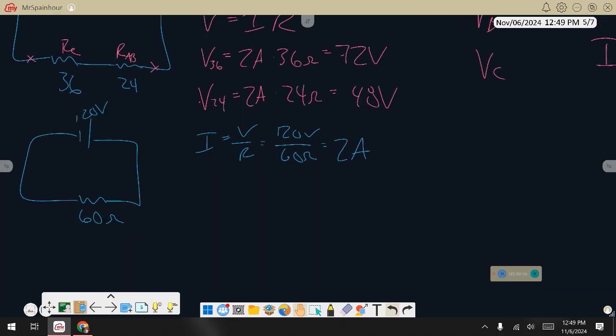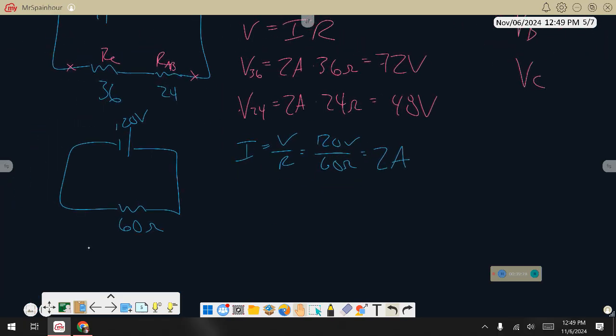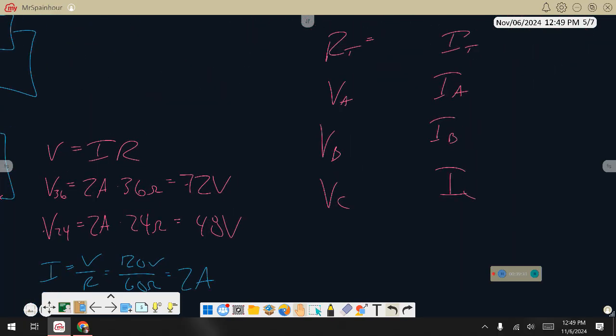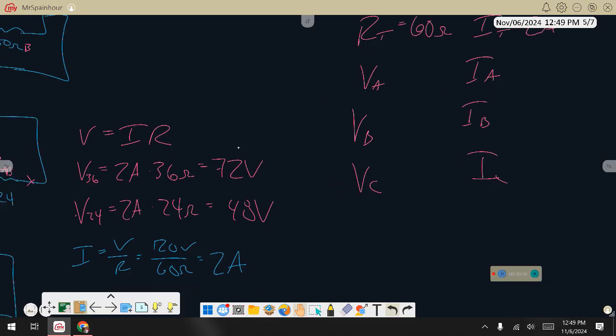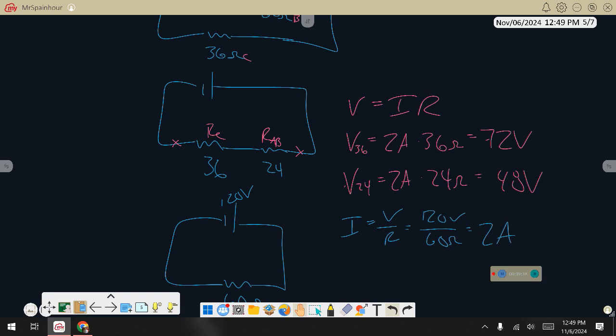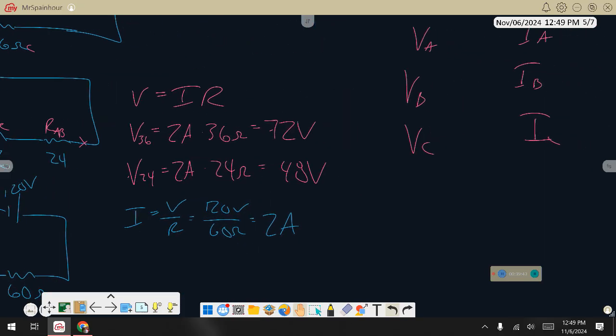So, working our way back, if I had started this way, I know that the total resistance is 60. I know that the current is 2 amps. Then, when I step back to this guy, I can see that resistor C has a current of 2 amps. Now, I didn't put 2 amps up here because AB is a combination. But the moment I know this, through Ohm's law, I know the voltage. So resistor C's voltage is 72 volts.